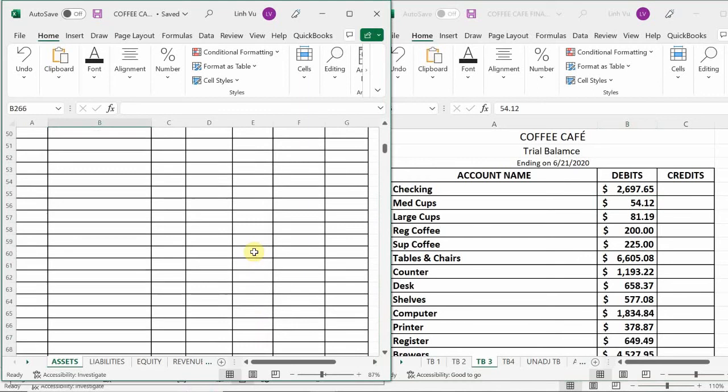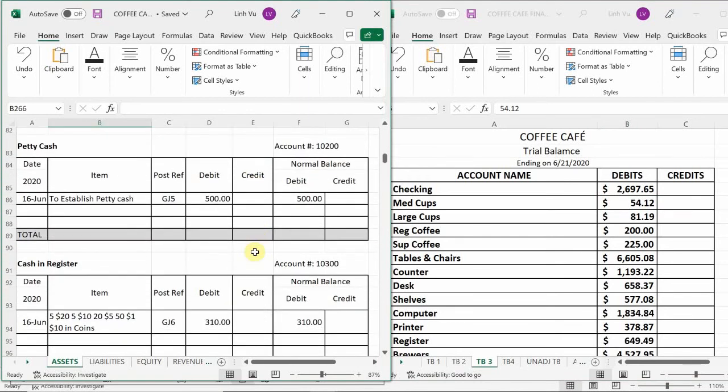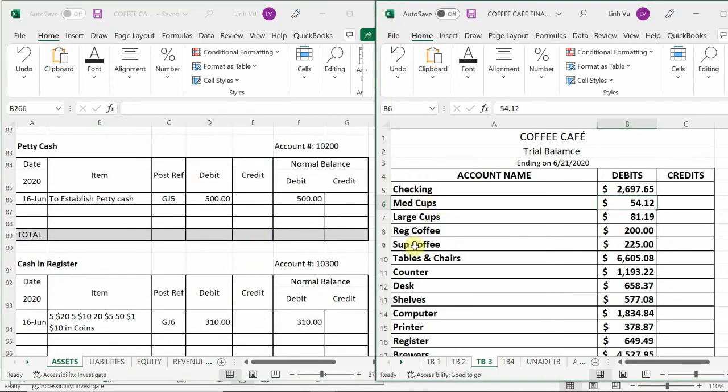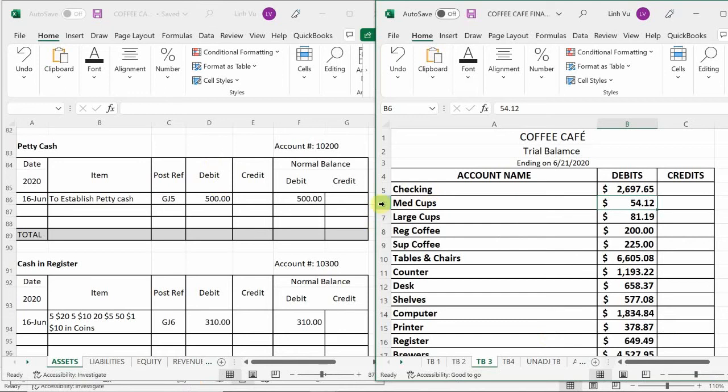All right. Now I have a petty cash and I have cash in register. So I need to insert that into my trial balance. How do I do that? Okay, so in this case, if I want to insert a whole entire row, this is what you have to do. As you can see, there are numbers on the side of your spreadsheet. Every time I click on the number, it's going to highlight that entire row. That is what I want to do.